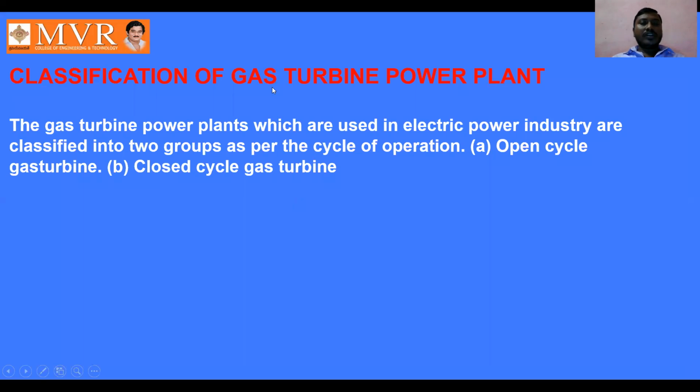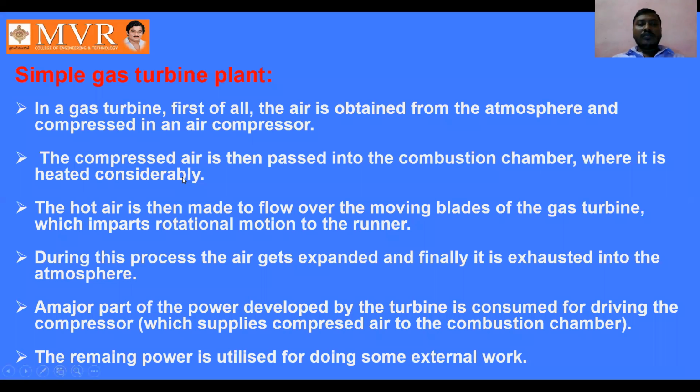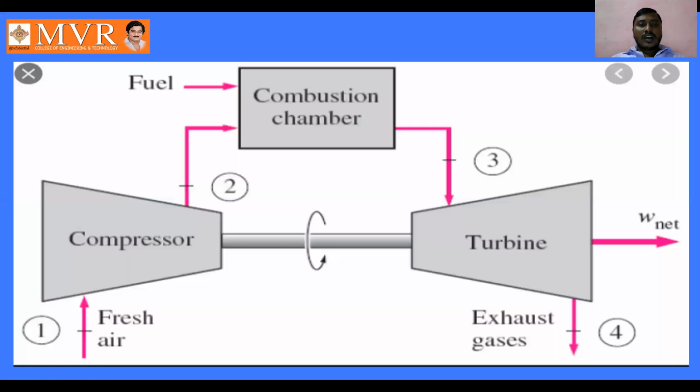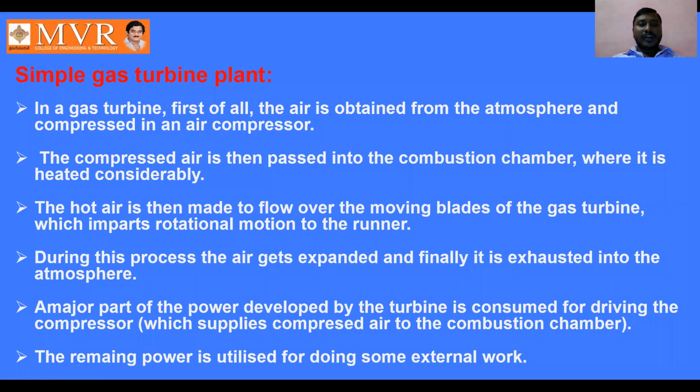See here, the classification of gas turbine plant. The gas turbine power plants which are used in the electric power industry are classified into two groups as per the cycle of operation, that is, open cycle gas turbine as well as closed cycle gas turbine. See, this is about the gas turbine plant, how it works, and how it has been classified.